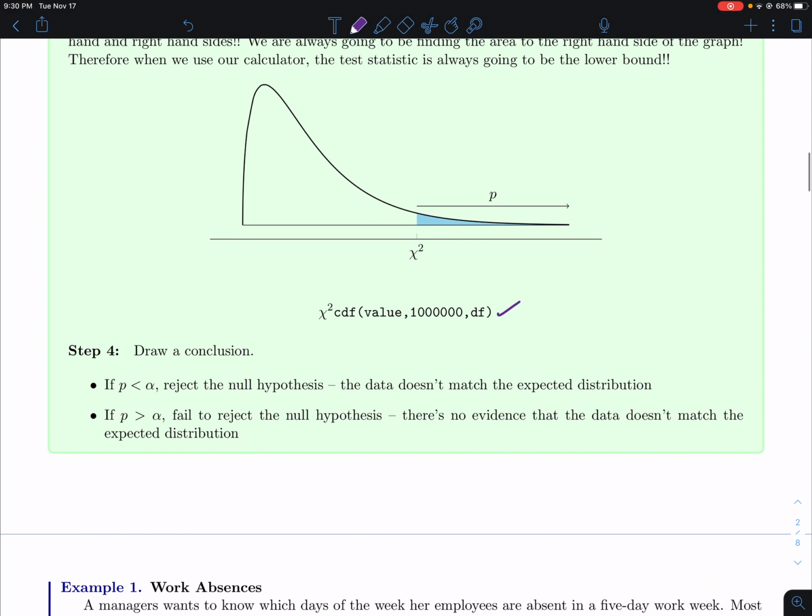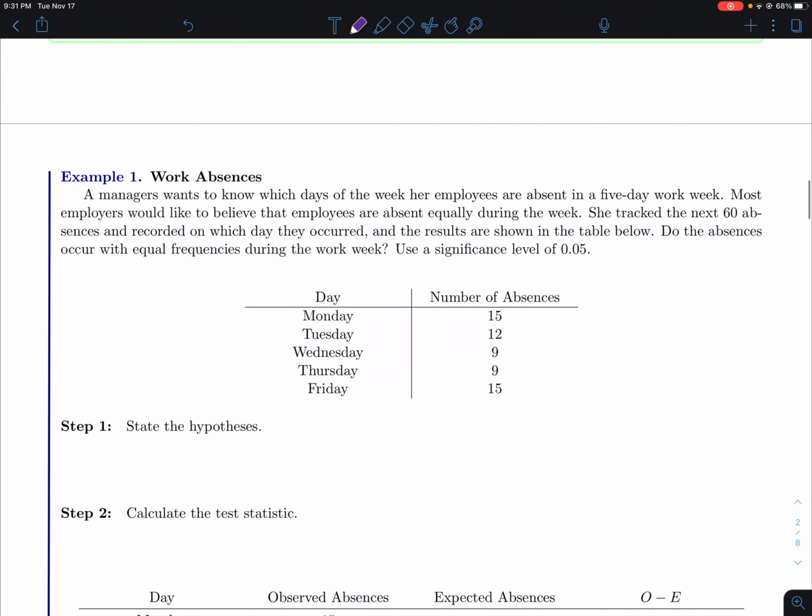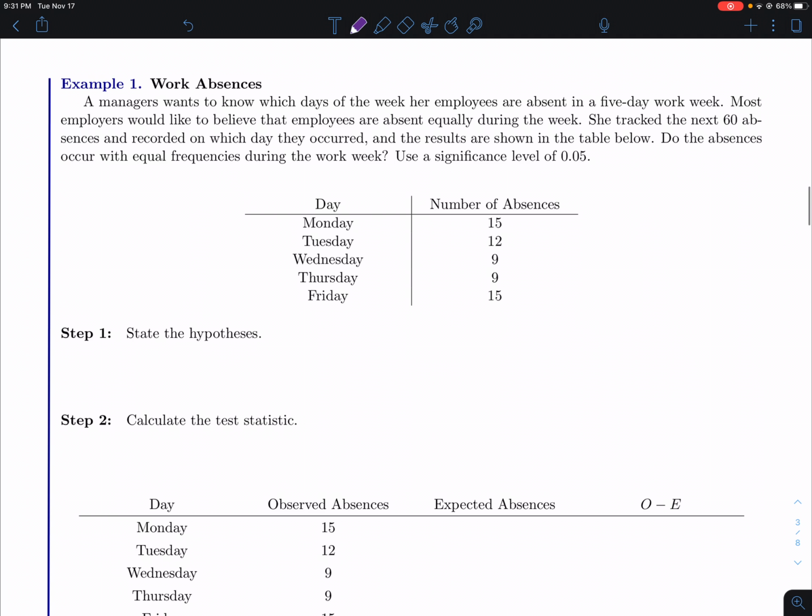And then finally, draw a conclusion, just like before. The good thing is steps 1 through 4 are all the same. It's just how we get there that is a little bit different. All right. In this case, we've got our example 1. We've got work absences. A manager wants to know which days of the week her employees are absent in a 5-day work week. Most employers would like to believe that the employees are absent equally during the week. So in this case, that's kind of a hint.